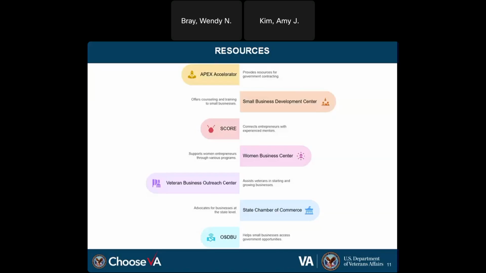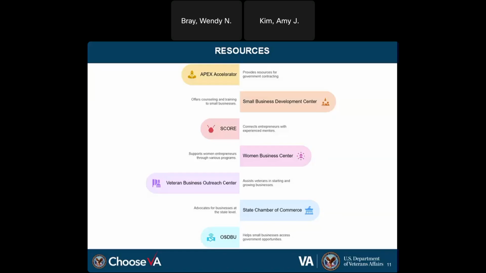I do want to conclude with adding in the resources. As I always mention to anybody that interacts with me, you are not alone in pulling this information. You are not alone in conducting market research or even in just doing business with VA or any agencies. Doesn't matter if it's federal or not. You have the Apex accelerators, the small business development centers, SCORE, women business centers. For those veterans on the call today, the Veteran Business Outreach Center and the State Chamber of Commerce. There are a few other resources that I did not mention today, but you have them.